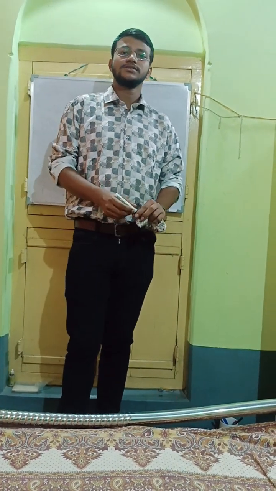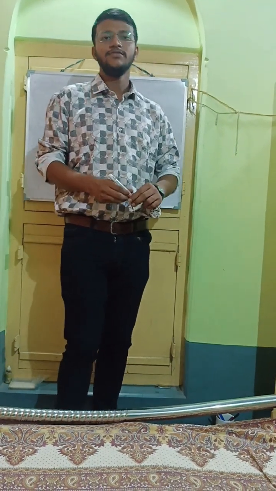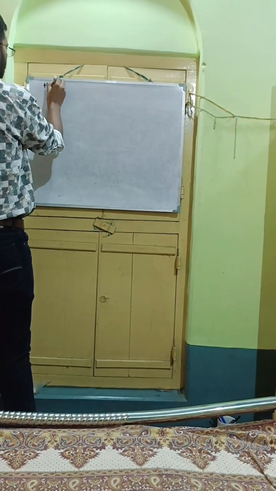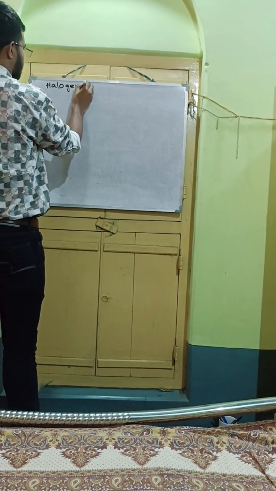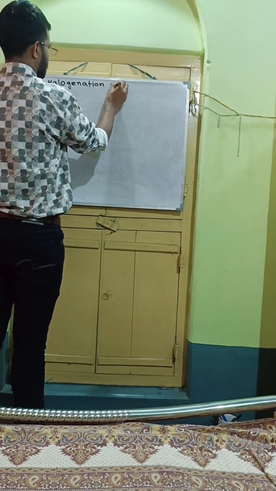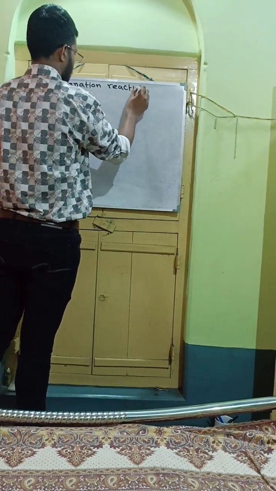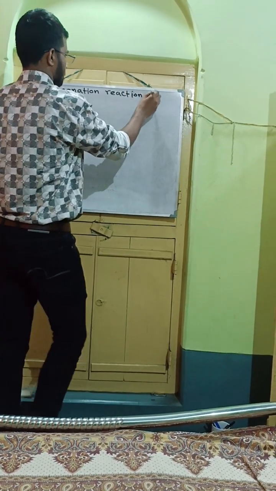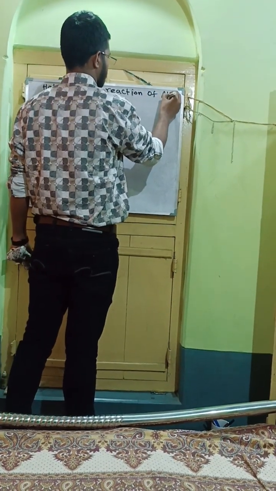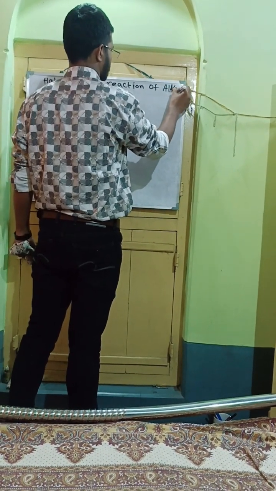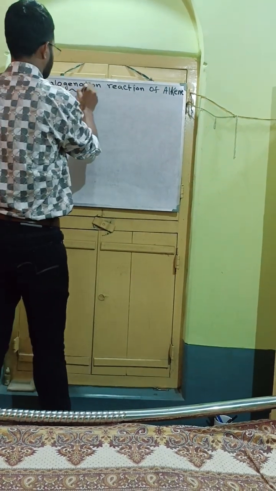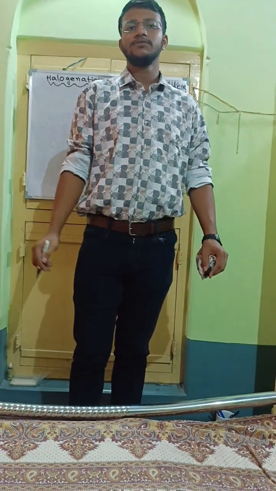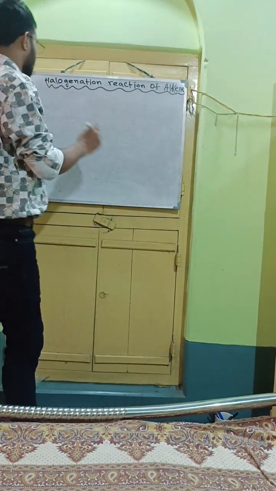Today we are going to discuss the halogenation reaction of alkene. Halogenation reaction of alkene. Okay, at first we have to know about the reagent we are using.